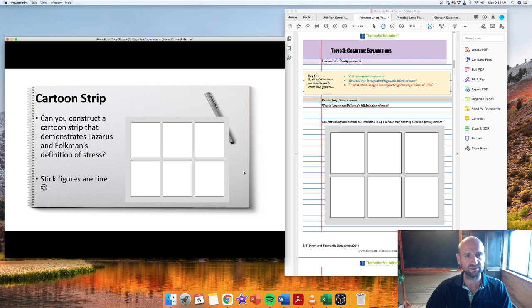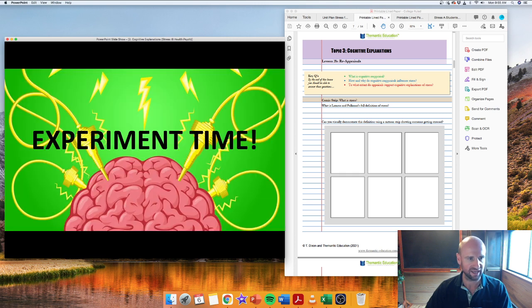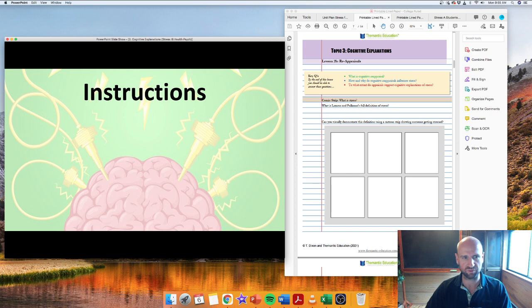You can get some ideas for basic activities that can apply to any lesson, any age group. Cartoon strip. This might be challenging, but I thought it was something different for students to try. Can they draw a cartoon of Lazarus and Folkman's full definition? Now, as always, the idea here is not to produce a beautiful cartoon, but to get them engaging and thinking about the definition of stress of Lazarus and Folkman, the idea of it's when a personally relevant situation is taxing or exceeding resources and produces a physiological response.